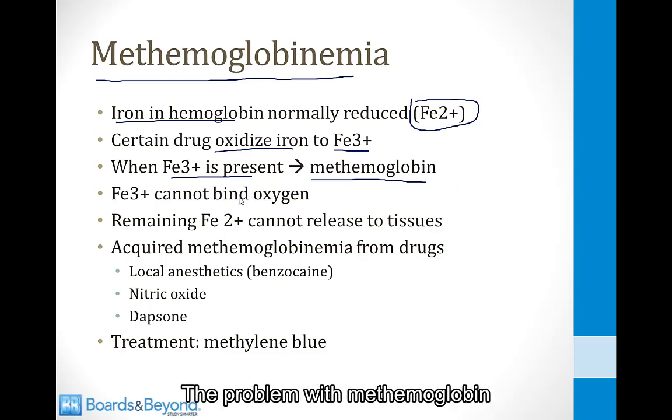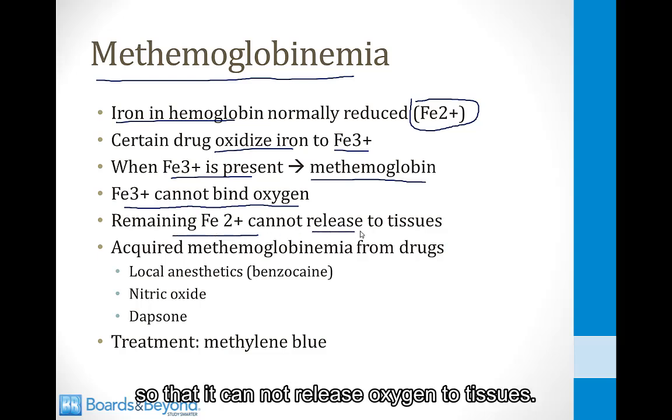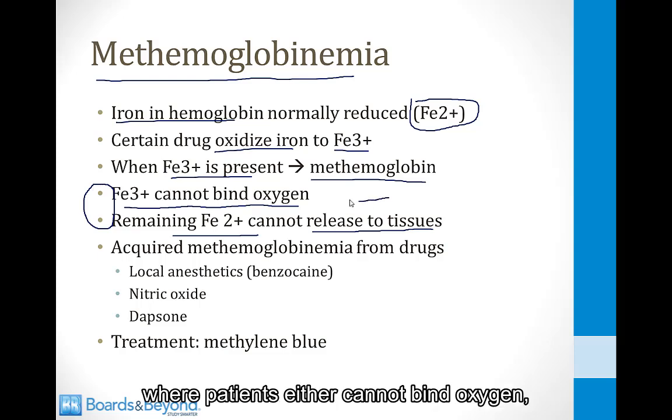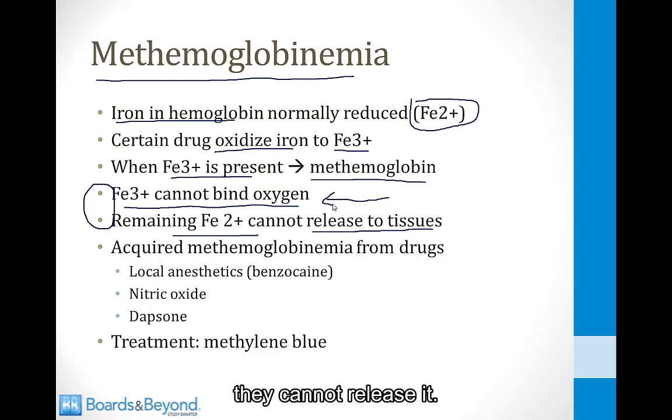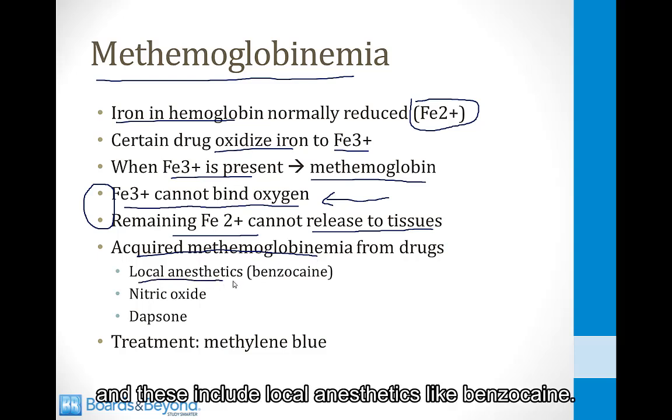The problem with methemoglobin is that Fe3+ iron cannot bind oxygen. In addition, it modifies the remaining Fe2+ iron so that it cannot release oxygen to tissues. This is a very bad combination. It essentially creates a functional anemia where patients either cannot bind oxygen, or if they do bind it, they cannot release it.